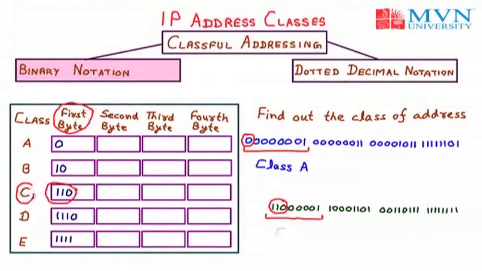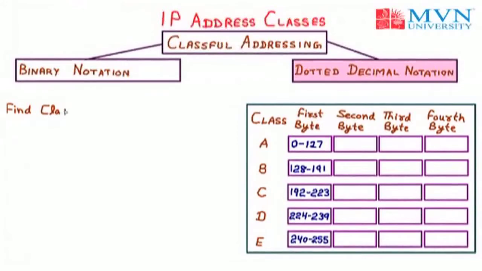So now we can say that the IP is of class C. So that is all about the numericals on the binary notation of IPv4 address. Now we'll discuss the dotted decimal notation. Again we will find out the classes of each address.